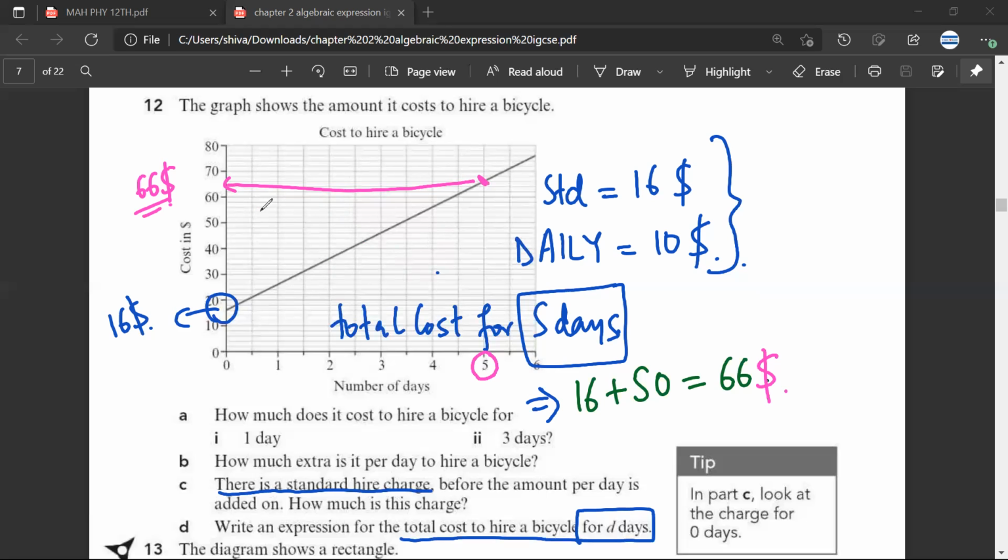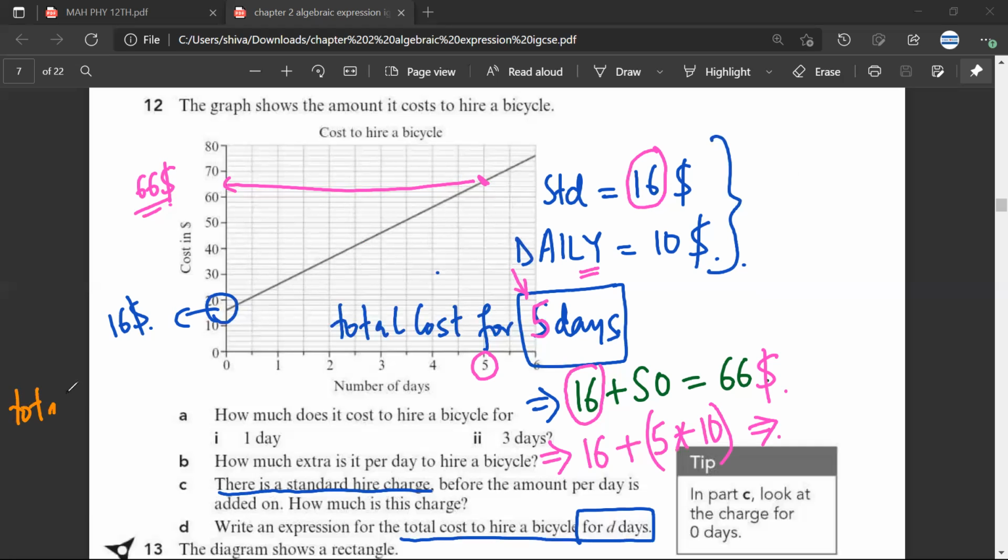Yes, sir. So what I'm trying to tell you is, how did Ariman find it for 5 days? What he did was he took the minimum standard charge, which was 16. Then he multiplied the number of days by the daily charge. Ariman, this is what you did. Yes. Satya, have you understood? Mr. Sarthak, have you understood?